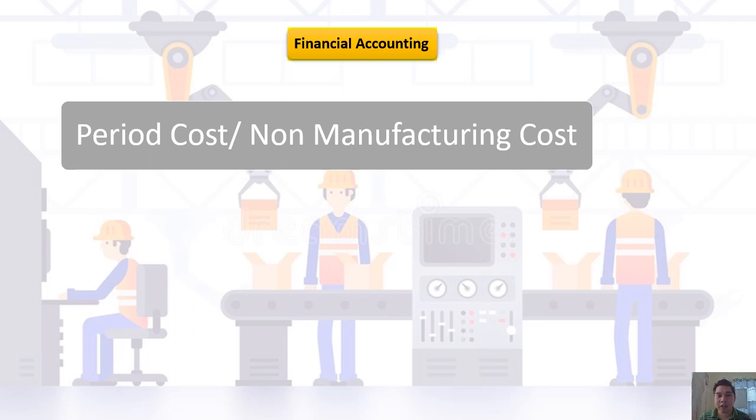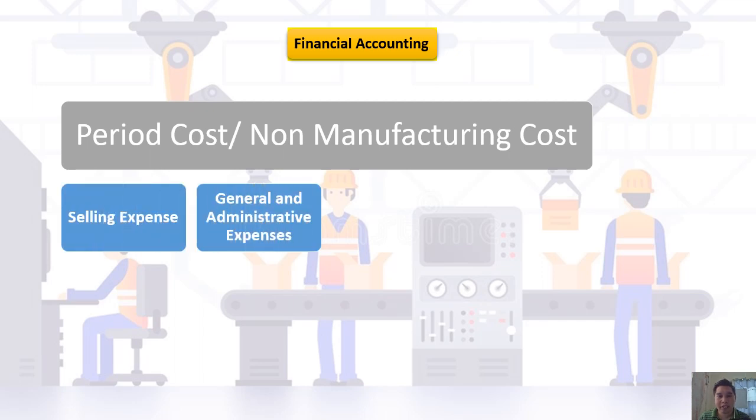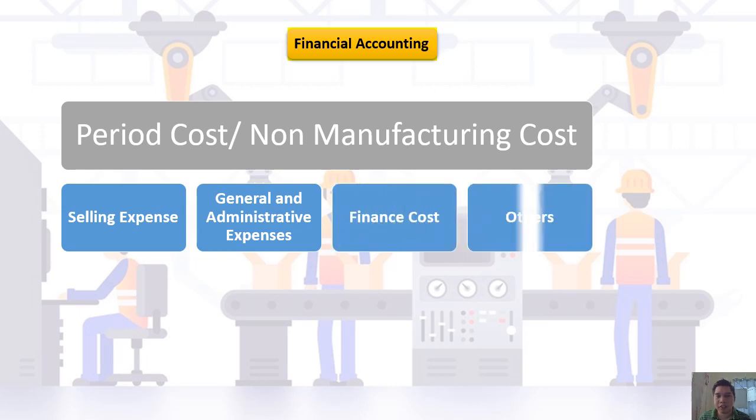So for the sake of discussion, period cost, meron po tayo diyang 4 major components. We have the selling expenses, general and administrative expenses, finance costs, and others. So under selling expense, alam naman natin anything that is related to the distribution of the product. So ang tawag po natin doon ay selling expense. Example niyan ay yung shipping cost or the delivery expense or yung commonly known as freight out, di ba?